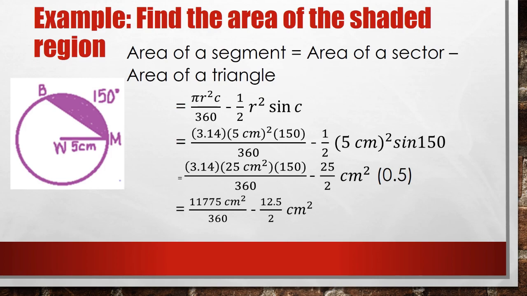11,775 square centimeters over 360 minus 25 divided by 2. 25 times 0.5 is 12.5 divided by 2. And then after you perform this, you will get 26.46 square centimeters. Yan. So, how did you find this area of a shaded region?